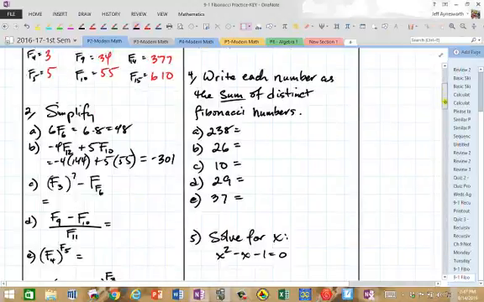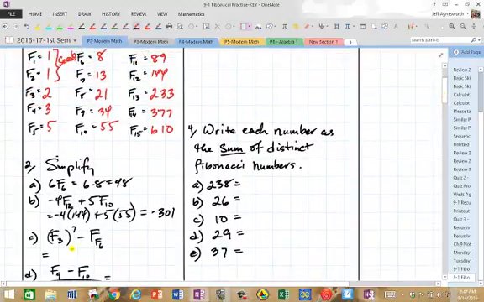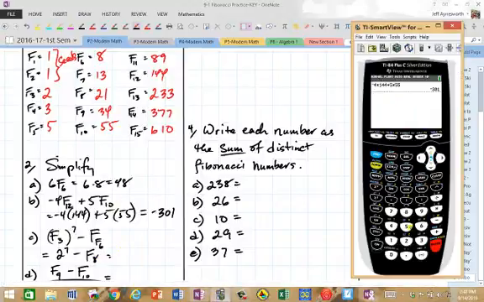All right, next one. We get F3, which is 2, so 2 to the 7th minus F of F6. Well, F6 is 8, so really this is F of 8, which happens to be 21. So this is 2 to the 7th minus 21. So 2 to the 7th, what is that? Well, let's do it the quick way. 2 to the 7th power.